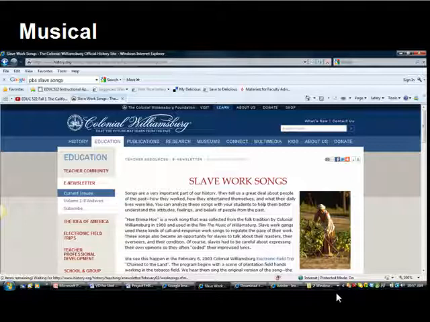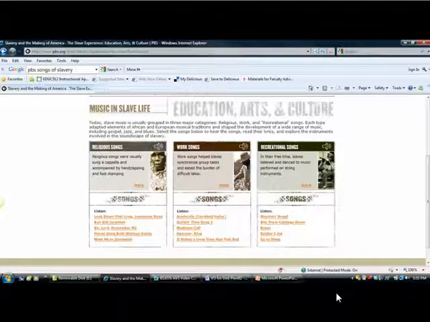Musical learners will have the opportunity to listen to slave work songs and spiritual songs on multiple sites as they work to develop their understanding of the slaves' social, cultural, and religious life, and as they will be visiting sites such as Colonial Williamsburg and pbs.org. Here they will listen to religious songs, work songs, and recreational songs. They will also have the opportunity to recreate their own songs using some of the music that they will be listening to.